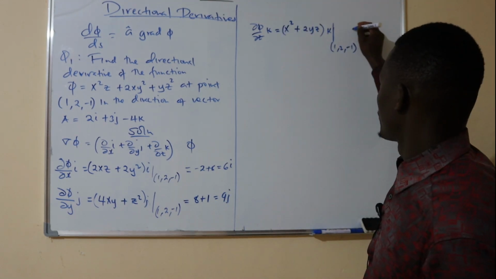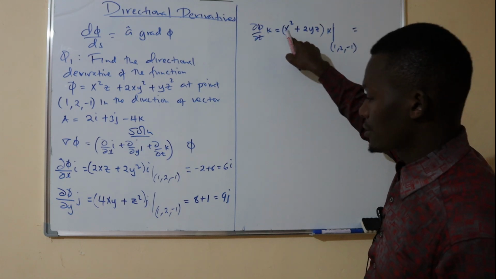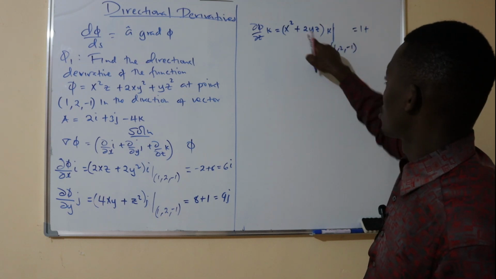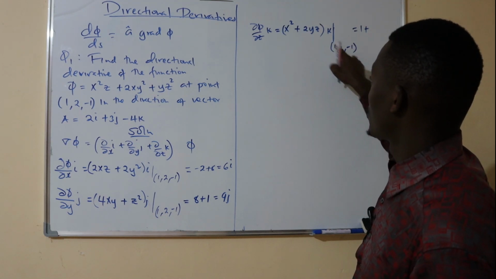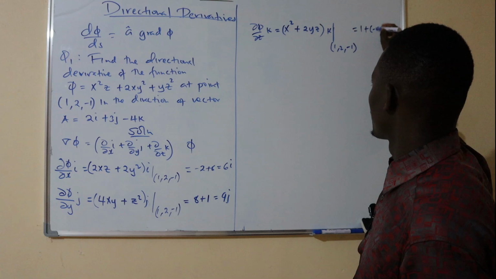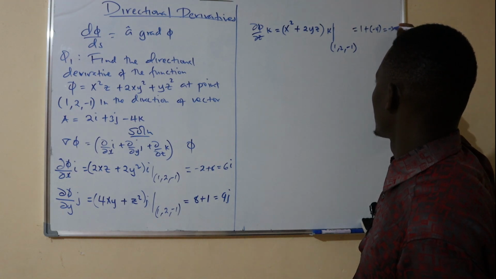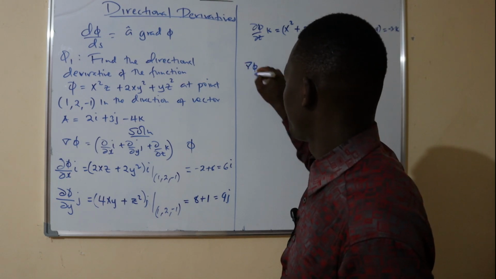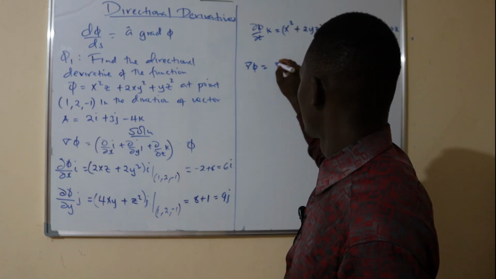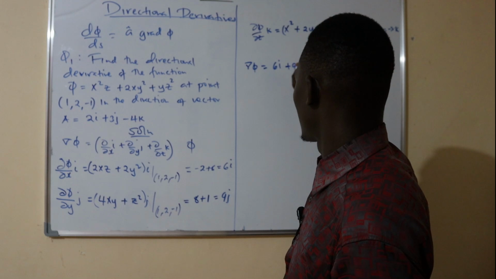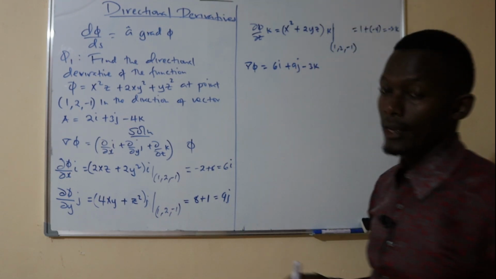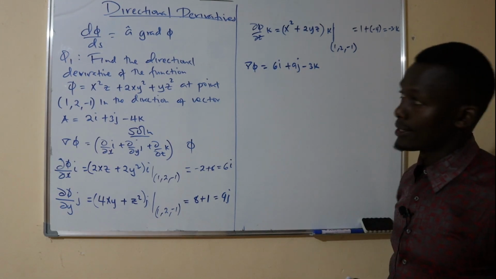Then the last one, we have x squared is 1. Okay, so we have 1 plus 2 times 2 is 4, 4 times negative 1 is negative 4. So this one gives us negative 3k. So therefore your grad will be given by 6i plus 9j minus 3k all together. So that is that.